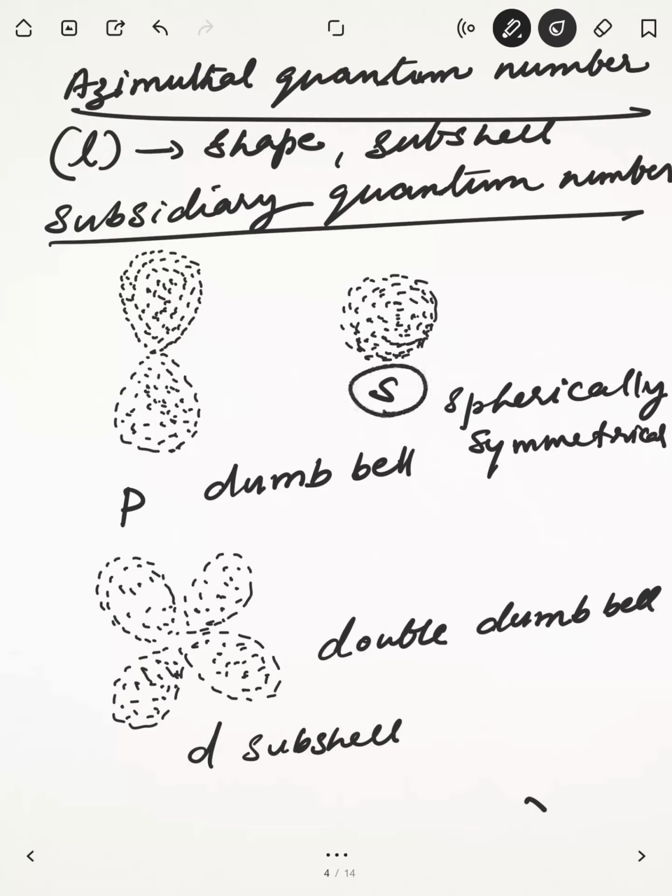So S means spherically symmetrical. P, that is dumbbell shape. D subshell has double dumbbell shape. So the subsidiary quantum number defines the three-dimensional shape of the subshell. Actually, this explains the fine lines. Fine lines, we know that was a drawback of Bohr model. These fine lines together we call fine spectrum. This azimuthal quantum number or subsidiary quantum number can explain these fine lines.